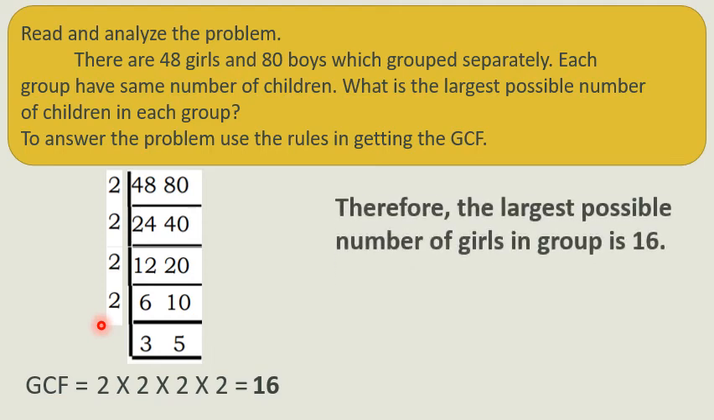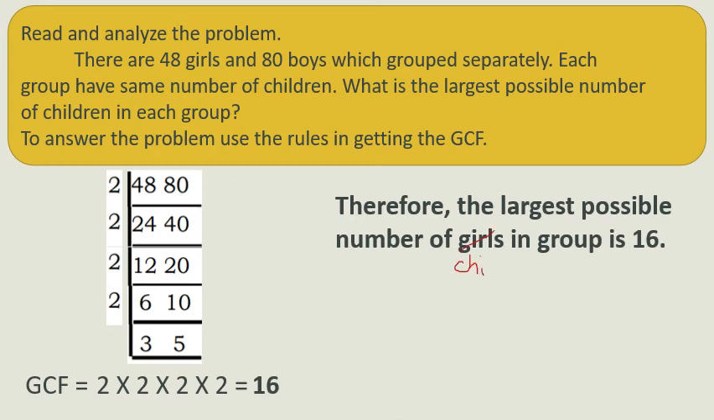Ibig sabihin po, ang largest possible number of girls, hindi po to girls, of children po. Children ha, number of children in group is 16.